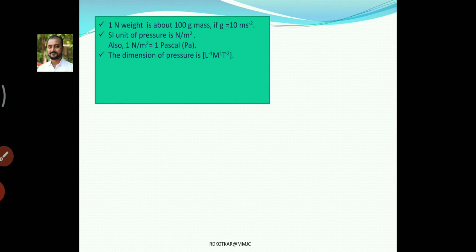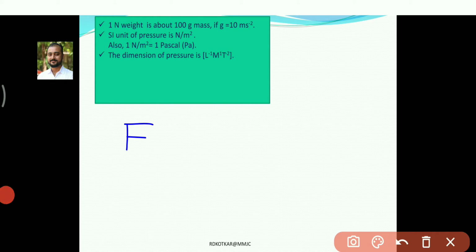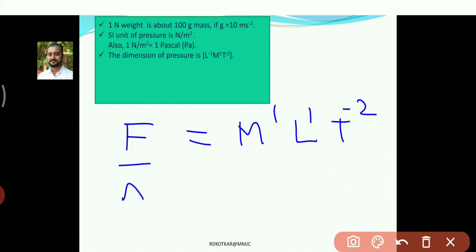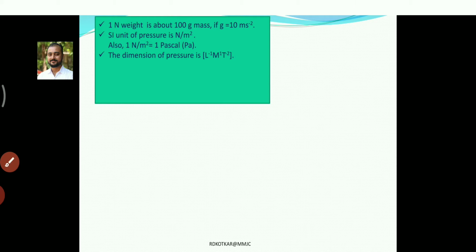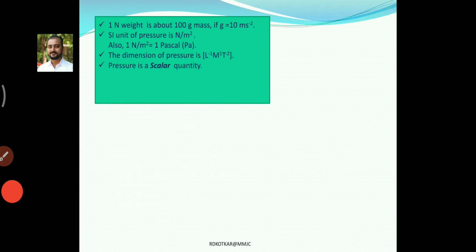The dimensions of pressure are M raised to 1, L raised to minus 1, T raised to minus 2. Force has dimensions M raised to 1, L raised to 1, T raised to minus 2, divided by area, so I write here L raised to 2. L raised to 1 is in the numerator and L raised to 2 is in the denominator, so 1 minus 2 becomes minus 1, and so the dimensions are M raised to 1, L raised to minus 1, T raised to minus 2.